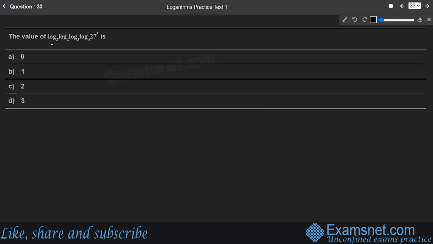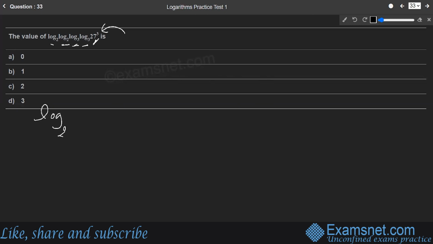The value of log base 2, log base 2, log base 3, log base 3 of 27 cube. In this type of question, we are supposed to solve from the right hand side. So the right hand side is 27 cube. If we can make the base and number the same in each step, then that particular log term is eliminated one by one from the right hand side. So let us try to do it.